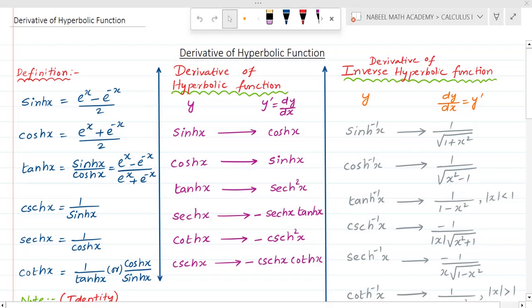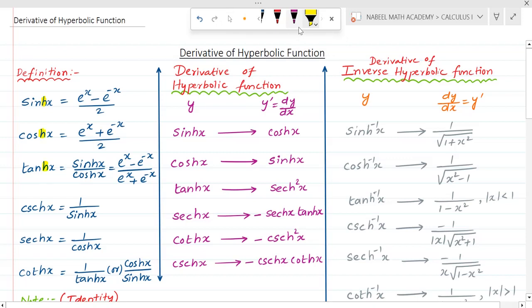In this video, we are going to discuss the derivative of the hyperbolic function. So first of all, we have to know the definition of the hyperbolic function. The sinh x, the h stands for hyperbolic function.